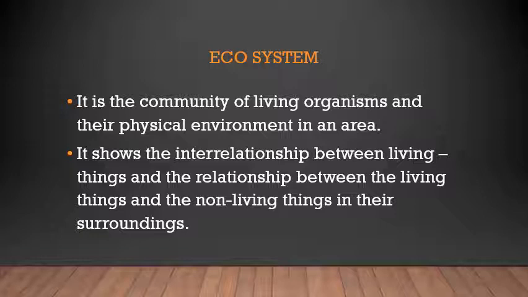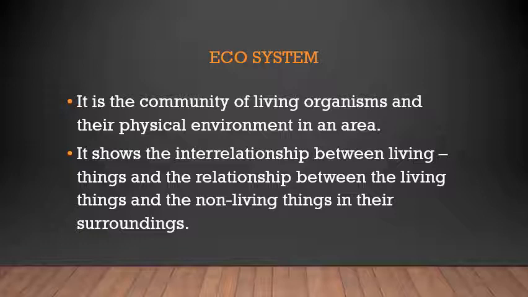An ecosystem is a community of living organisms and their physical environment in an area. That means the place where we are living is our ecosystem. The ecosystem shows the interrelationship between living things, and the relationship between the living things and the non-living things in the surroundings. An ecosystem is a group of living things living in an environment, which are related to each other. They have a relationship with each other.